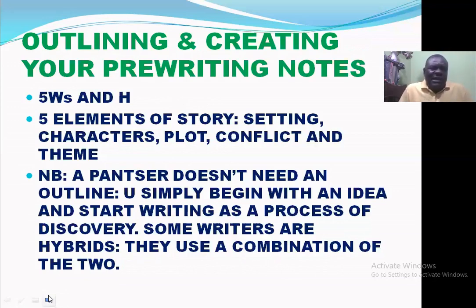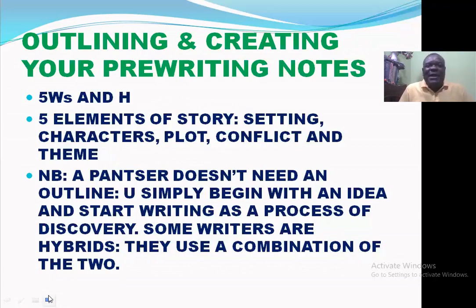We have a journalistic technique known as the 5 W's and H. Now, 5 W's and H is about who, what, when, where, why, and how. So, journalists use this to invent a story or to actually come up with their news story.